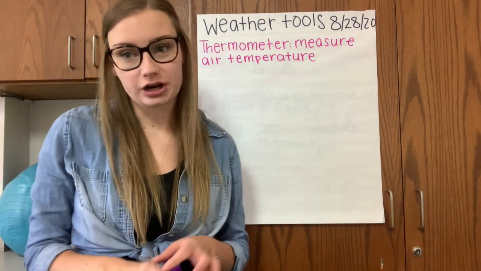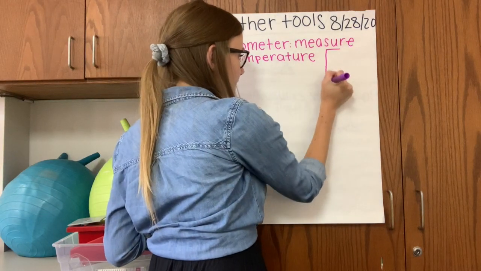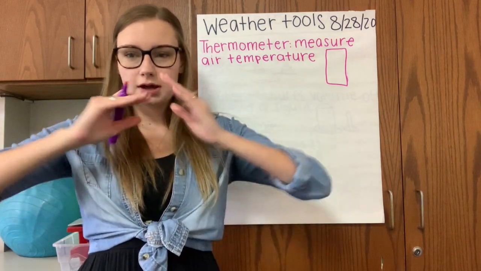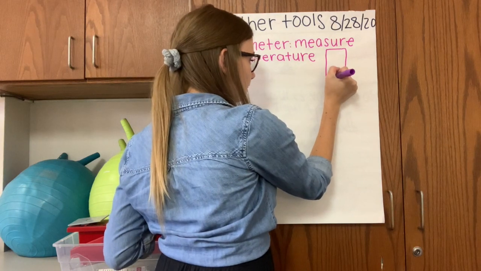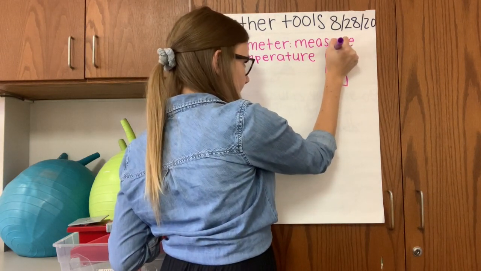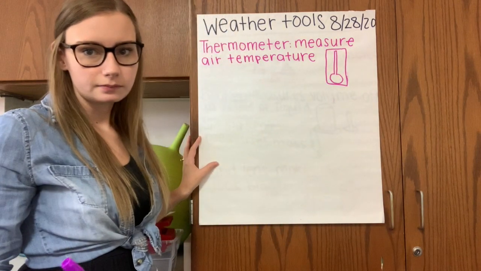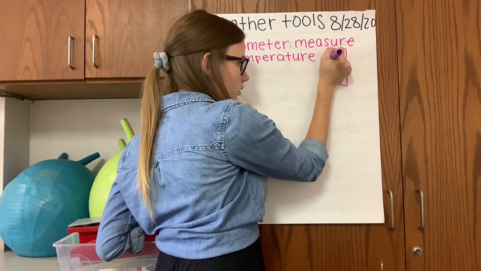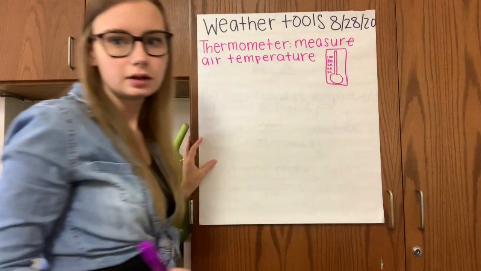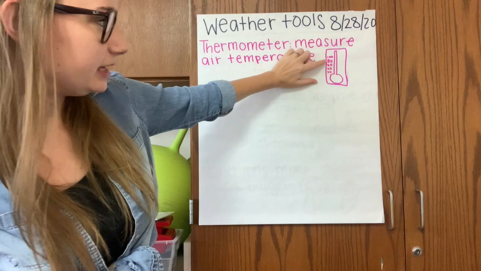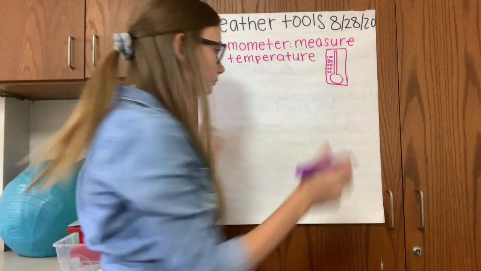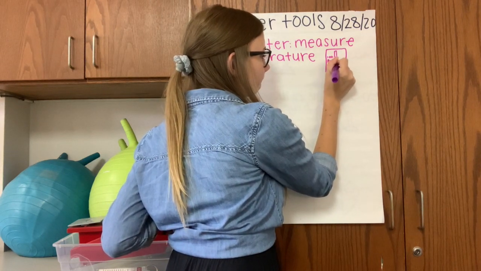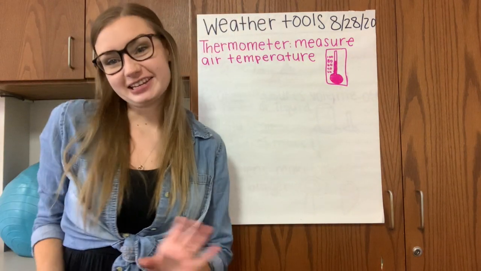Okay, so let's draw a picture of a thermometer. I'm going to draw a rectangle, and then the inside, the bottom is kind of like a circle, and then it goes up in a point. We have some numbers. I drew real tiny: 20, 40, 60, 80, 100. Now let's color it in. We're going to pretend it's 80 degrees outside.